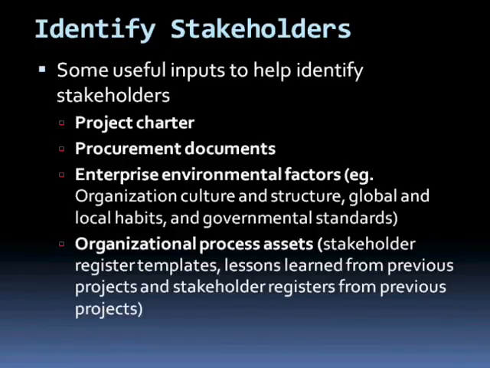Then we need to consider the enterprise environmental factors, which will include our organizational structure, our organizational culture, the global and the local habits, and the government standards. Then the organization could also have organizational process assets, which could be in the form of stakeholder register templates, lessons learned from previous projects, and stakeholder registers from previous projects.